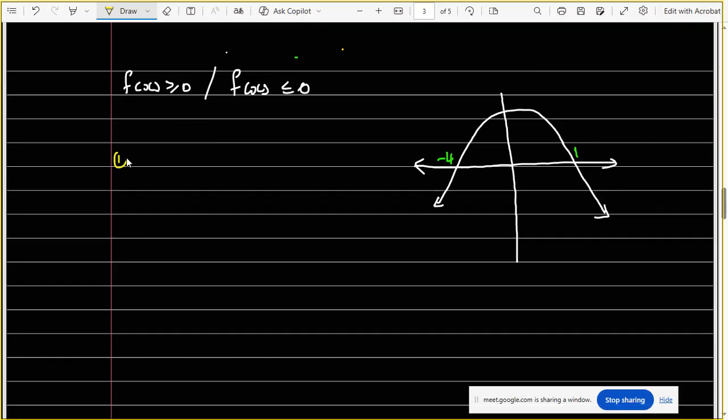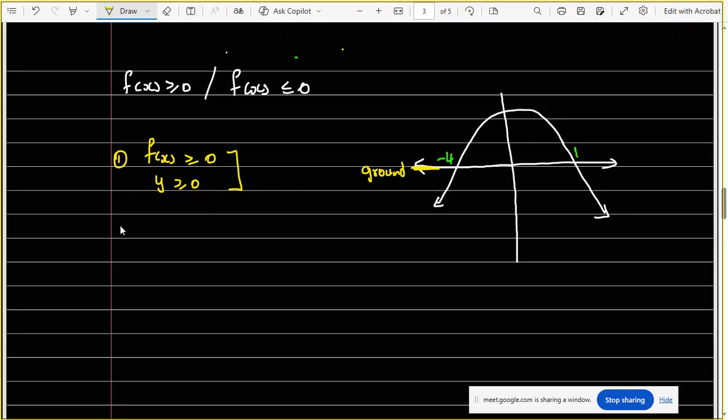First thing first, number one. Let's answer for which values of x is f at x greater or equal to 0. Remember, this is the same as y greater or equal to 0. This simply means where is the graph above the x-axis, above the ground. So this line here is your ground.